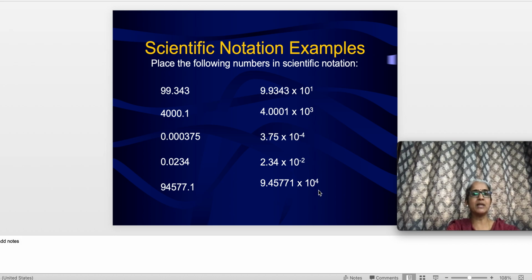I'll give you time to look at the next 3 examples. If I am moving the decimal to the right, the powers of 10 will be negative. If I am moving the decimal to the left, powers of 10 are positive. And remember, the first number is always between 1 and 10. I shouldn't be saying digit, it's a number, because it could be a decimal number; it need not be one single digit.